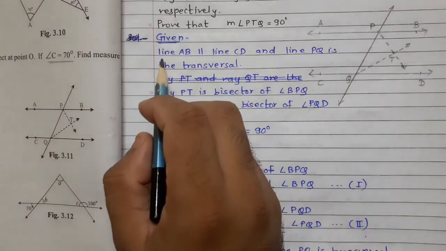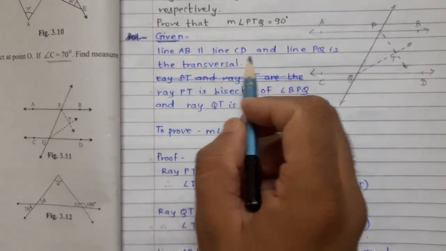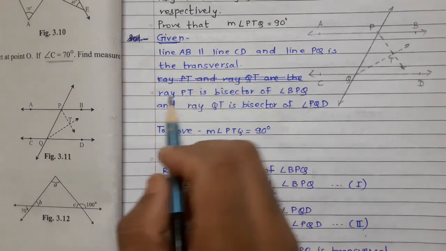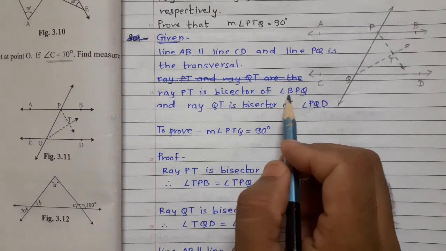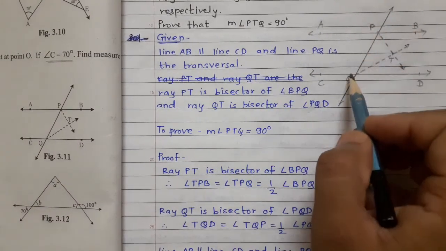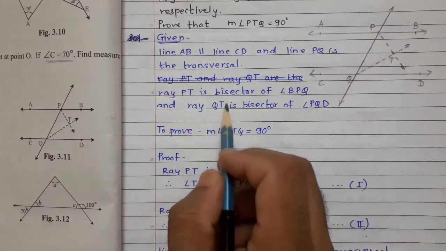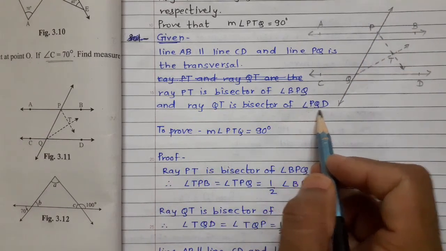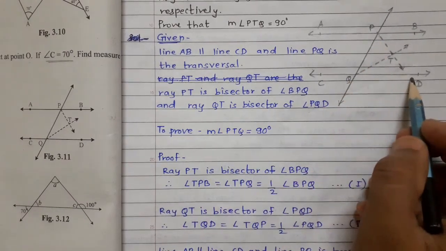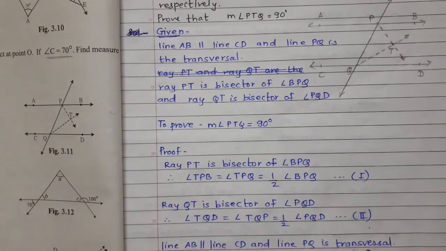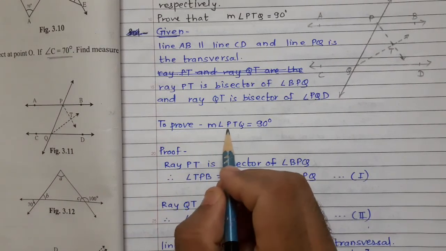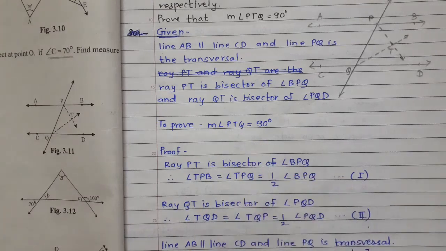First of all, we write the given. Line AB is parallel to line CD and line PQ is the transversal. Ray PT is the bisector of angle BPQ and ray QT is the bisector of angle PQD. We have to prove that measure of angle PTQ is equal to 90 degrees.